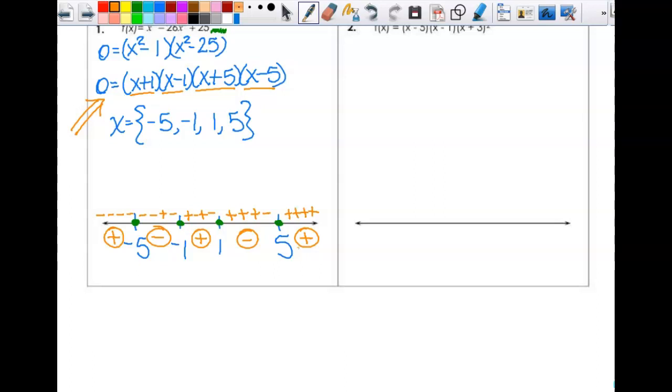Then the last step of this is to shade. So I've said that this is positive overall, so I'm going to shade above my x-axis. This is negative, so I shade below my x-axis, then above, then below, then above.